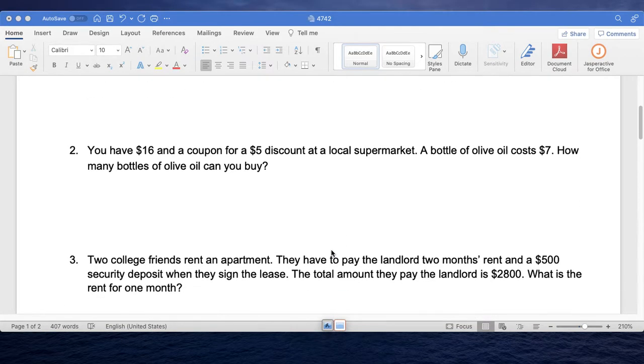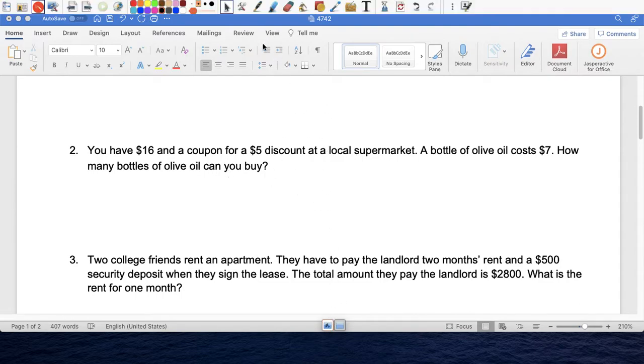You have $16 and a coupon for $5 at a supermarket. A bottle of olive oil is $7. How many bottles of olive oil can you buy? Whatever you're buying at a supermarket has to equal 16 bucks. So a bottle of olive oil is $7, so $7 times the number of bottles. And then on top of it, you get a little discount. Is it per bottle? No, it's just a one-time discount.